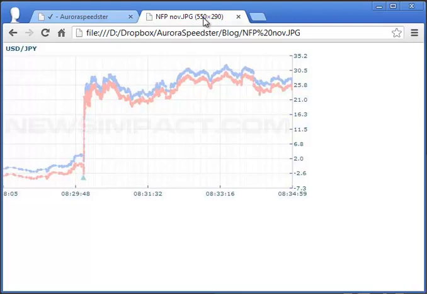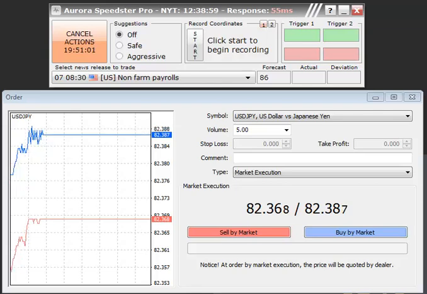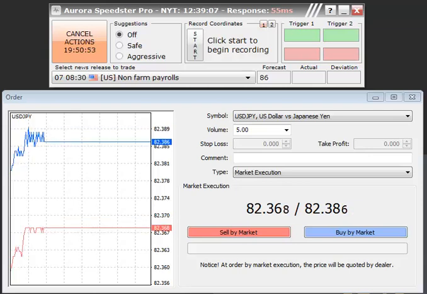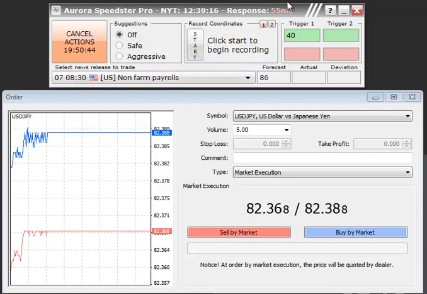When employment data is released, we should always look for possible conflicts, because two data sets are released: non-farm payrolls, which is employment change, and unemployment rate. If non-farm payrolls are positive and unemployment rate is rising, we have a conflict in the data release. We can use AuroraSpeedster to remove this possible conflict by setting a so-called conflict prevention system, which will be described in a moment.